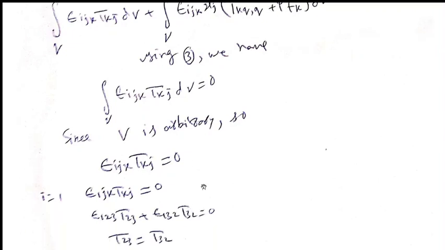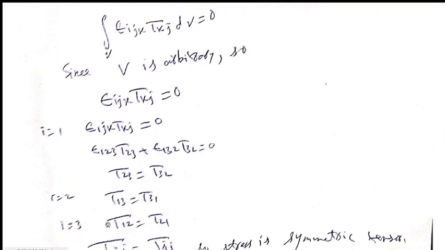Here we can see that j and k are dummy and i is free. So when i is 1, we have this open summation over k and j, and it gives us t23 equals t32. When i is 2, it will give us t13 equals t31. When i is 3, it will give us t12 equals t21.